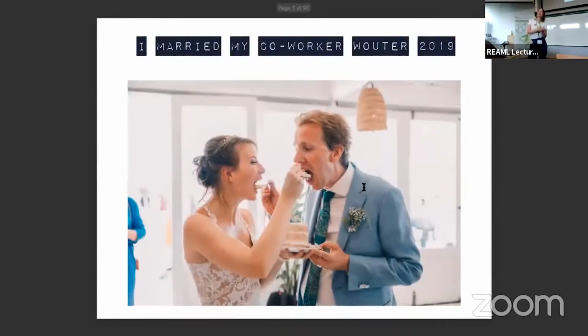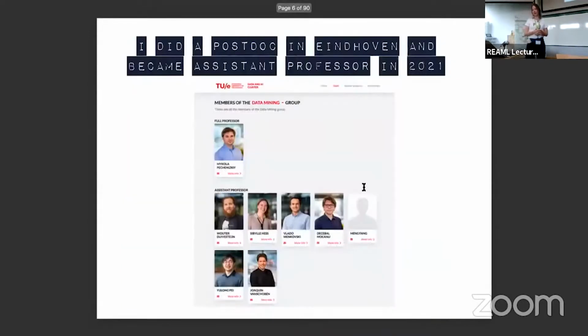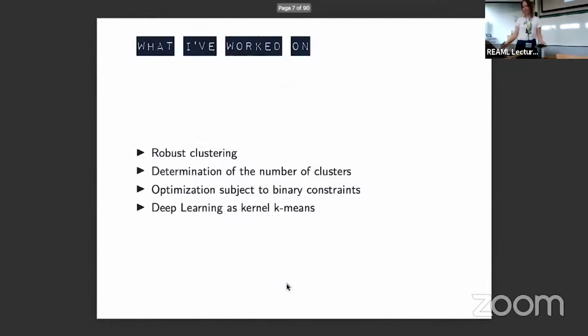And yeah, I also married in 2019. Actually, my coworker, I met him here. He was a postdoc and I was a PhD student. And now we are actually both assistant professors at the TU Eindhoven. So this is the data mining group. Our full professor is Mykola Pechenizkiy. And this is me and my hubby and other people. And you might know also Joaquin Vanschoren. He's quite famous in the AutoML community. Then we have also PhD students, but we also have a UAI group. So in total, we have quite a big team working on AI.